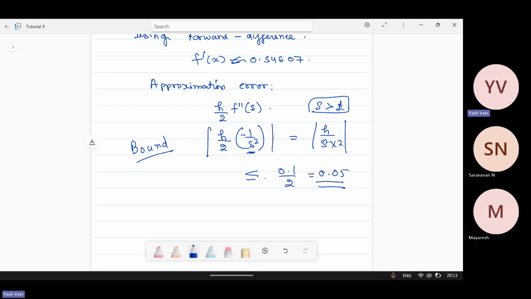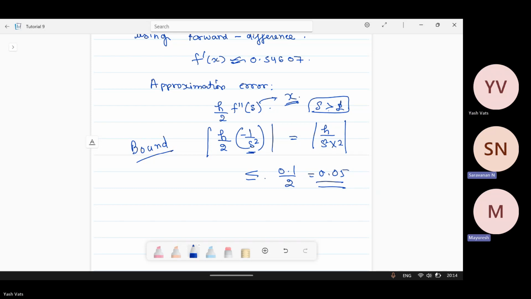What are you saying? This is f of x given, right? Yes, f of x is ln x, so where is s coming from? X or s, it doesn't matter. Okay, in that case, it will be h. Yeah, Mayurish is asking, I understand. Probably now we are putting h by, let it be x square or s square.